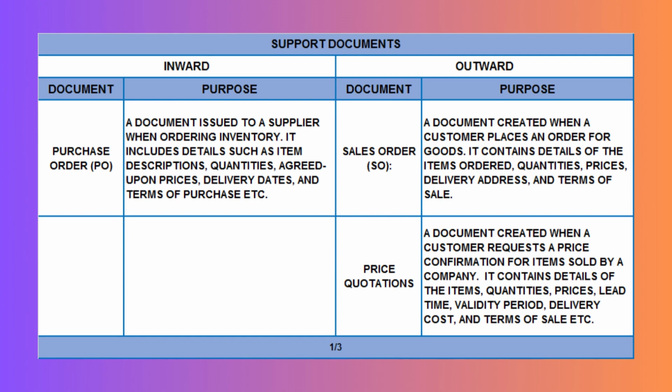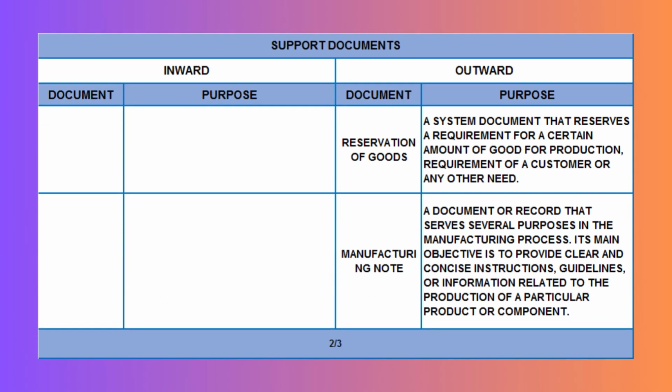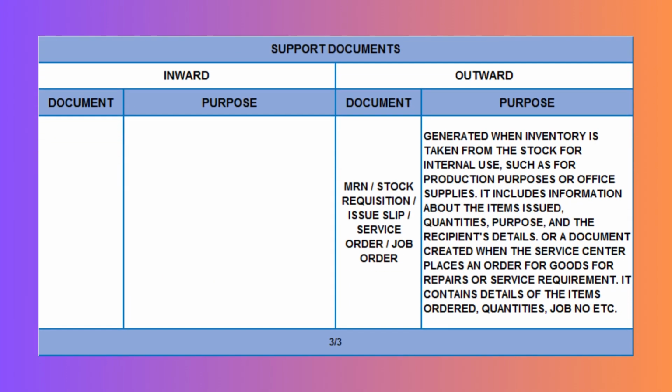Outward movements help in tracking the depletion of inventory and providing information on the availability of stock for future requirements. By accurately recording these movements in the inventory control system, businesses can maintain real-time visibility into their inventory levels, track the flow of goods, and make informed decisions regarding purchasing, production, sales, and logistics. This enables them to optimize inventory levels, avoid stockouts or overstocks, streamline operations, and meet customer demands efficiently.